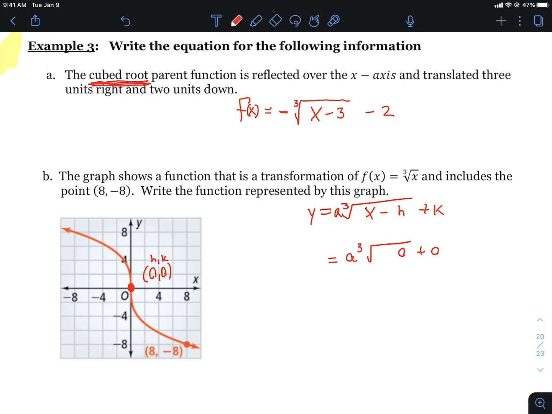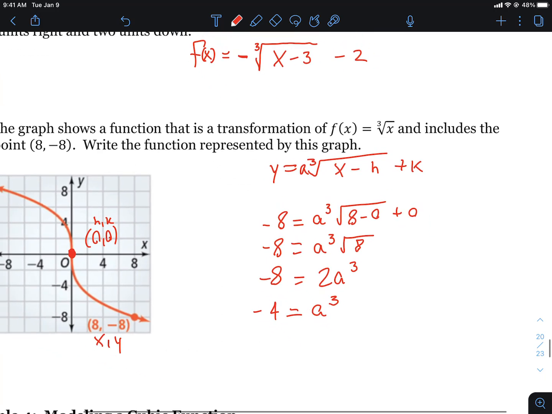Now as far as an x comma y, why don't you use this point here that they gave us? I already got it labeled here for us. Let's use x comma y for that. So I'm going to plug in -8 over here for y, and then I'll plug in the 8 right there for x. And then we'll just start seeing if we can get a by itself. That would be the cube root of 8, and really you don't need the +0 at the end. Okay, cube root of 8 should be, what is that, 2? So that'd be 2a cubed equals -8. We can divide both sides by 2. That should be -4. And then I guess we could, let's see here.